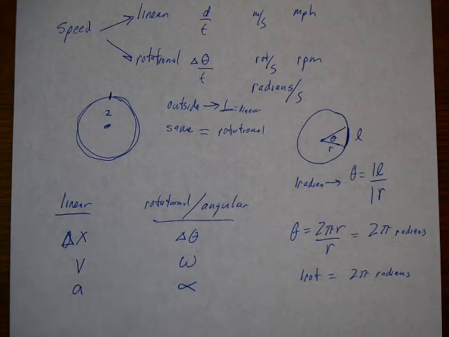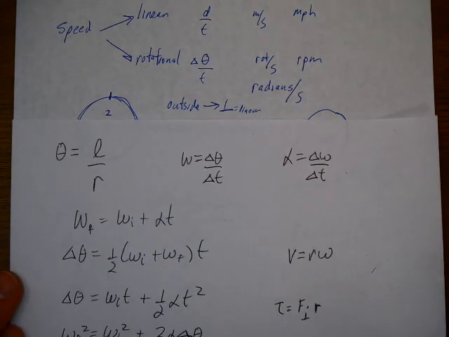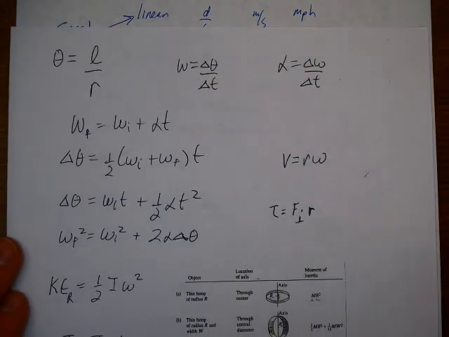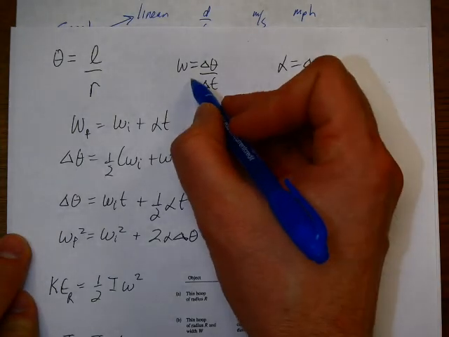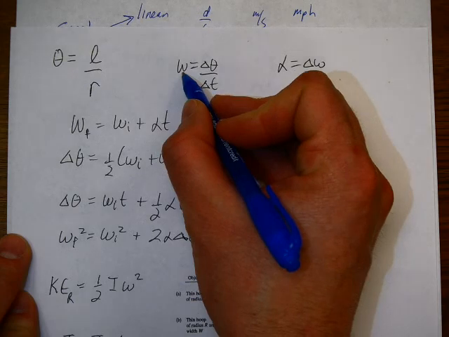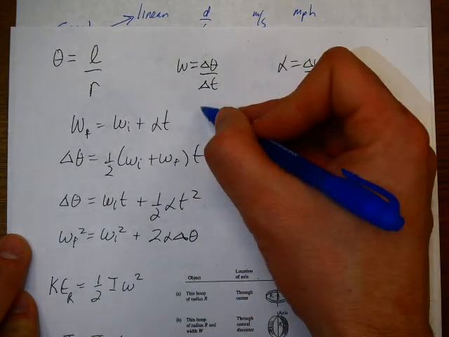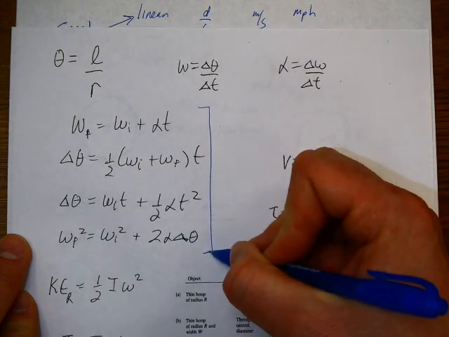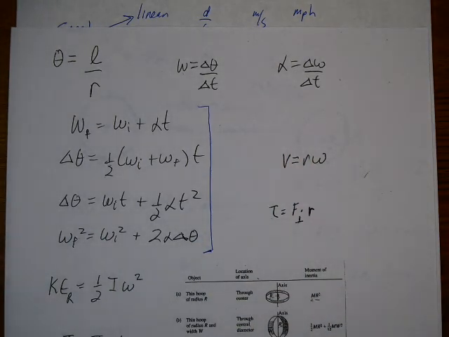And then that gives us new formulas. And those new formulas were summed up in the equation sheet that you'll get to use. I'll probably give you a new one. So this is your angular speed, is this over that, angular acceleration, and then your 4 kinematic equations applied to rotational or angular things. Looks like that.